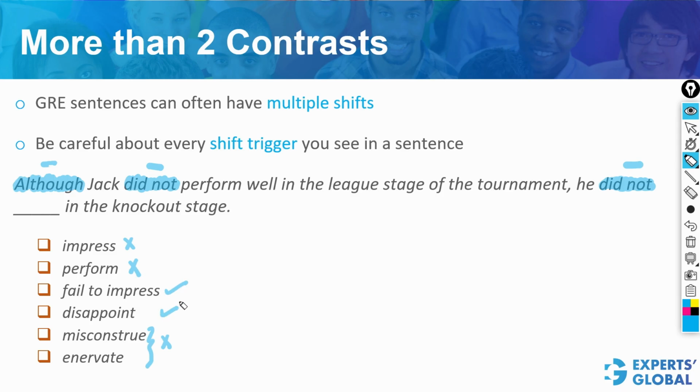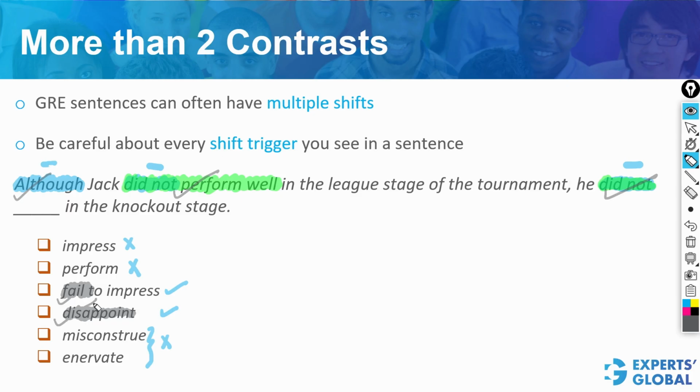In simple words, the meaning is that although Jack did not perform well, or in simple words, although Jack performed poorly, he did not disappoint in the knockout stage. Therefore, although Jack performed poorly in the league stage, he performed well in the knockout stage. Please notice even the answer choices have a shift trigger each. Fail to impress has a shift in it, and disappoint itself is a negative word. So overall, this example includes 1, 2, 3, and 4 shifts in meaning. Very, very interesting. Remember, the key simply lies in noticing and duly processing each contrast trigger and therefore the underlying shift in meaning.